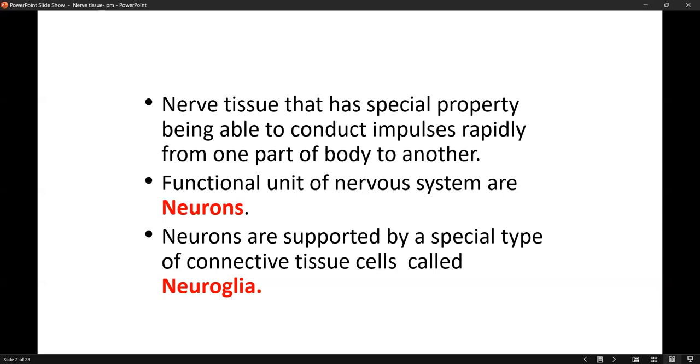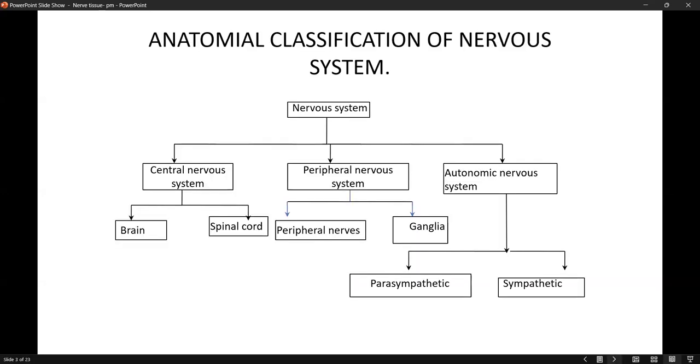Among the different types of neurons and some of the most important neuroglia, we shall see in this discussion. Before that, about the basic classification of how we can classify the different types of nerves.